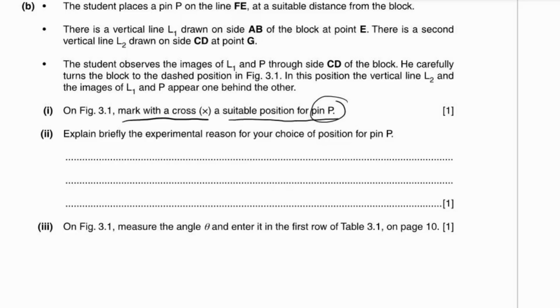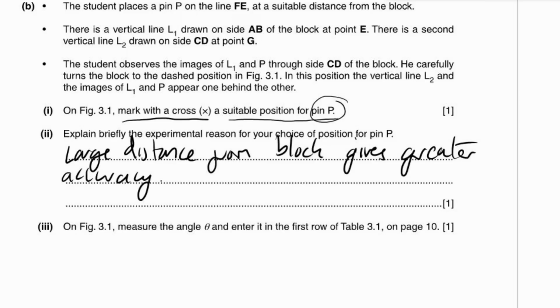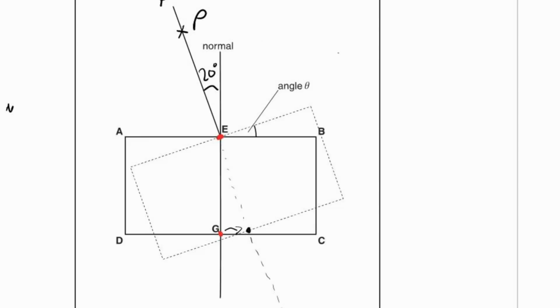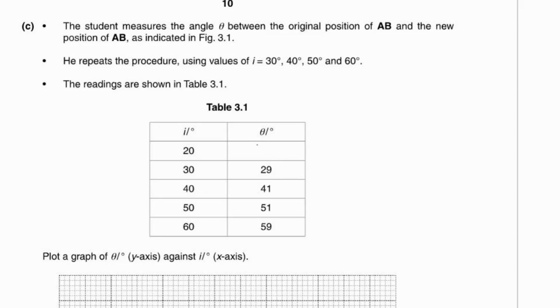Well, the reason I chose that point is it's quite a large distance away from the block, so it gives me greater accuracy. So there we go, large distance from the block gives greater accuracy. On figure 3.1, measure the angle theta and enter it into the first row of table 3.1 on page 10. Alright, so we're measuring this angle here, that one. And when I measured it, I get a value of 19 degrees. So let's just write that into the table. 19 degrees. Units are already up on top.